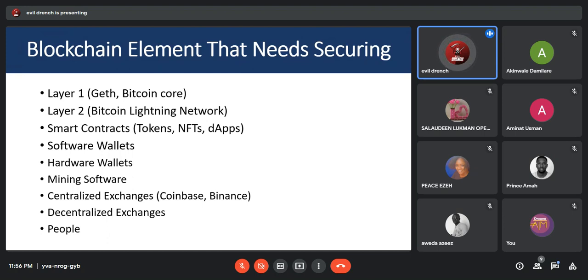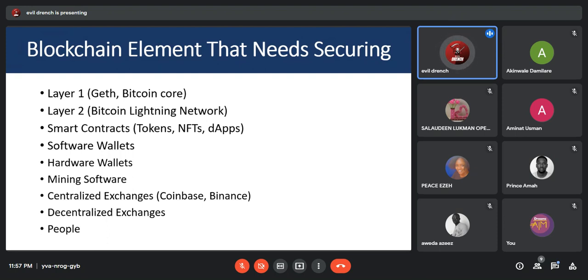So we have our mining software. Mining software runs on specialized hardware that performs the mining we're talking about, right? We have our centralized exchanges, Coinbase, your Binance, they have to be secure too, right? Another thing is the decentralized exchanges. DeFi is built with smart contracts and your Web3 front end. That has to be secure too, right?